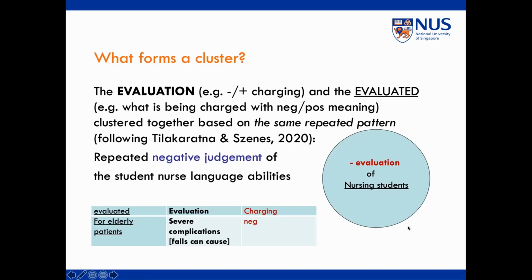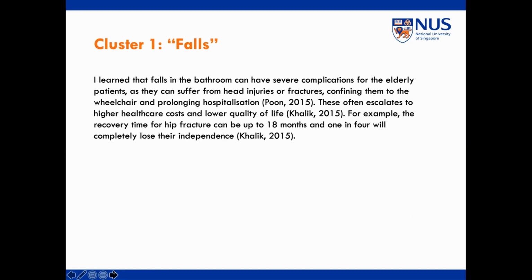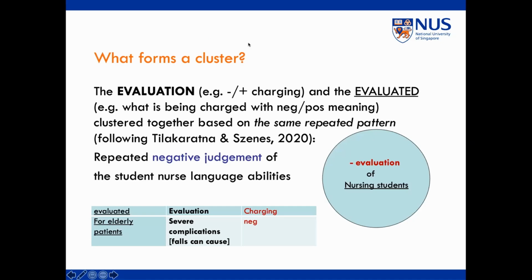So for evaluation, it can be something like severe implications for elderly patients, and the charging is negative, right? Oh, sorry, I've got the wrong one, let me go to the next one. Okay, so ignore my little circle over there. What it should be is negative evaluations of the outcomes for elderly patients. I've left nursing students up there. But what it basically means is that we're looking at two things: what is being evaluated, the item of evaluation, and whether it is negative or positive.